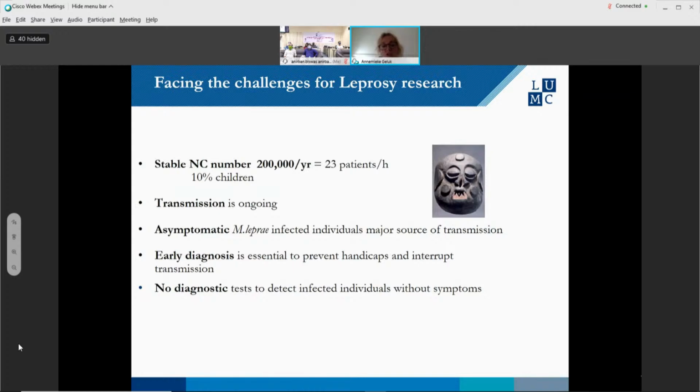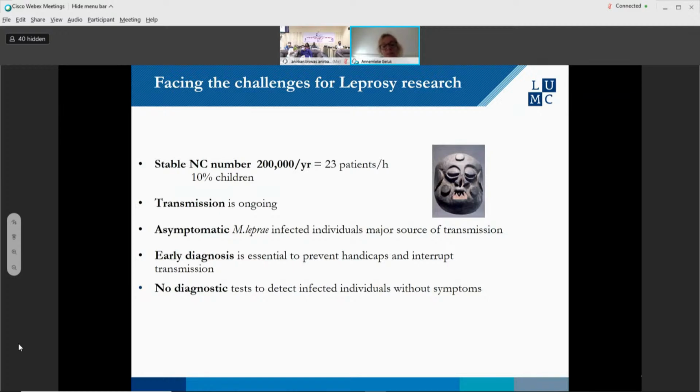Therefore, there are still some challenges that we're facing in leprosy research. Number one is that there is a stable new case incidence globally of about 200,000 per year, meaning about 23 patients per hour. And 10% of those individuals are children. So this means that there is still transmission ongoing. And if we don't stop that, then we will not be able to finally eradicate the disease.